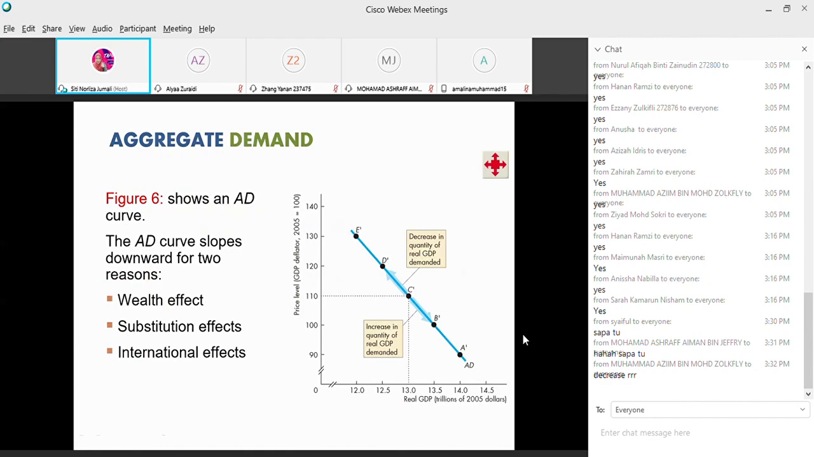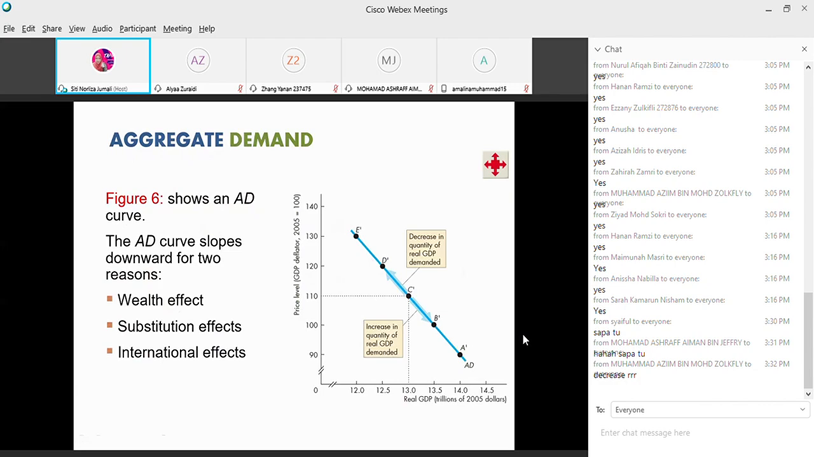In order to explain that, you have to understand these three factors. We have wealth effect, substitution effect, and international effect. These are three factors to explain why the AD curve is downward sloping. The first one, wealth effect. What I want you to always remember is that wealth is always related to purchasing power.